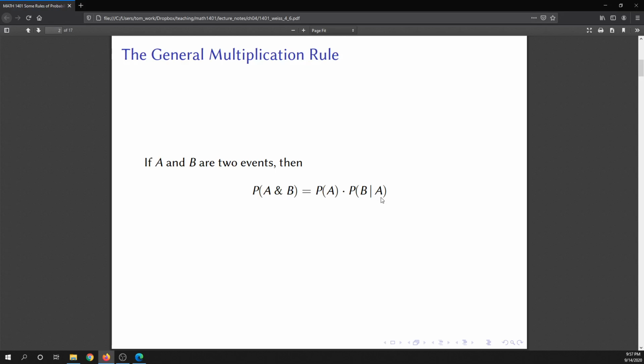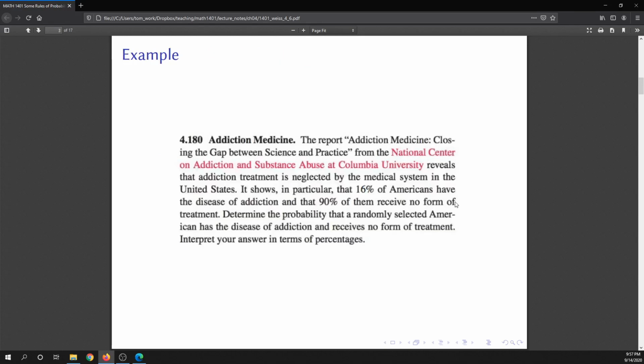Okay, so that is the general multiplication rule. That works for any two events, A and B, to calculate the probability of A and B if you can determine what these probabilities are. So let's take a look at an example.